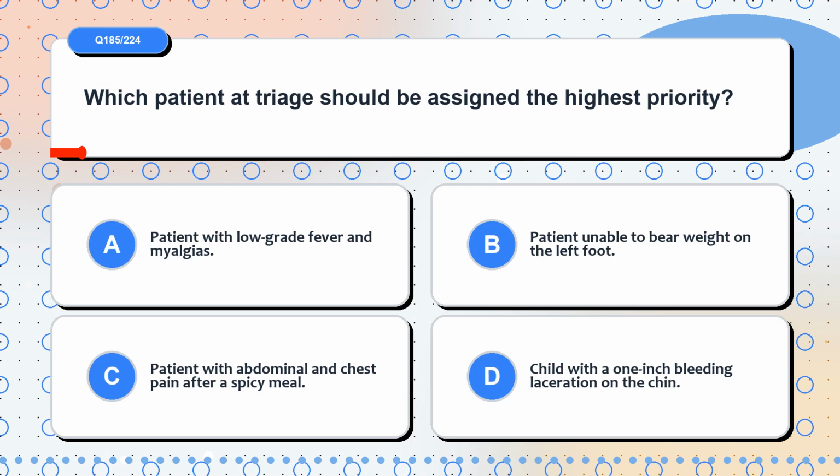Question 185. Which patient at triage should be assigned the highest priority? Here are the options. Option A. Patient with low-grade fever and myalgias. Option B. Patient unable to bear weight on the left foot. Option C. Patient with abdominal and chest pain after a spicy meal. Option D. Child with a 1-inch bleeding laceration on the chin.